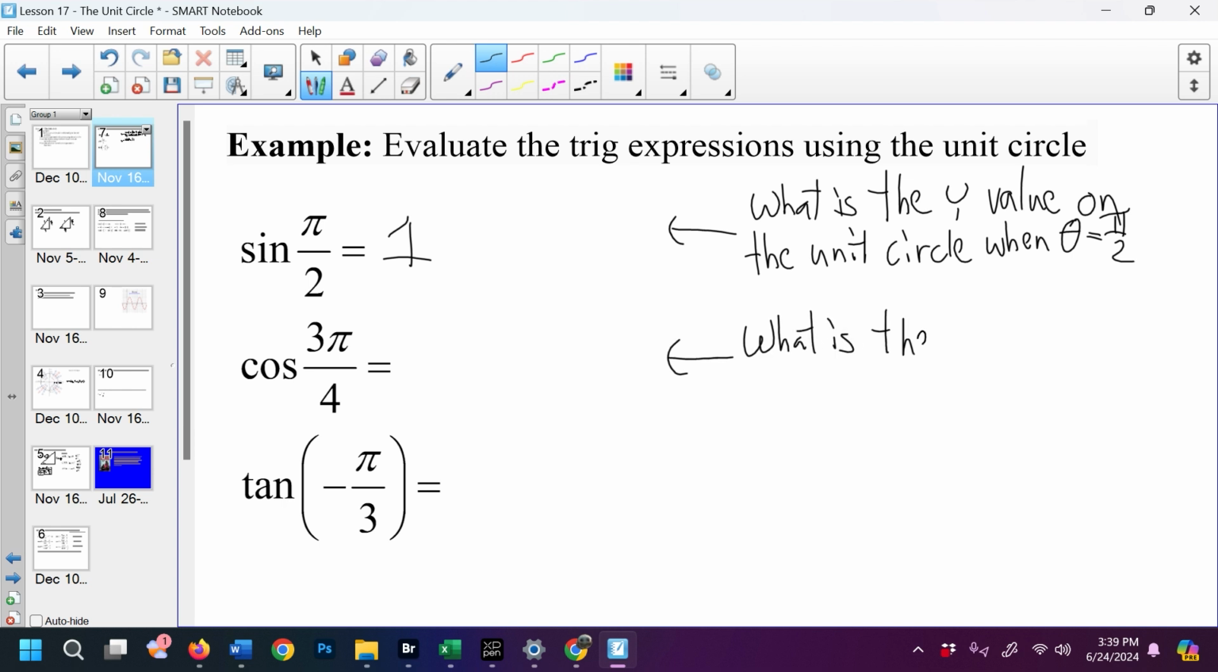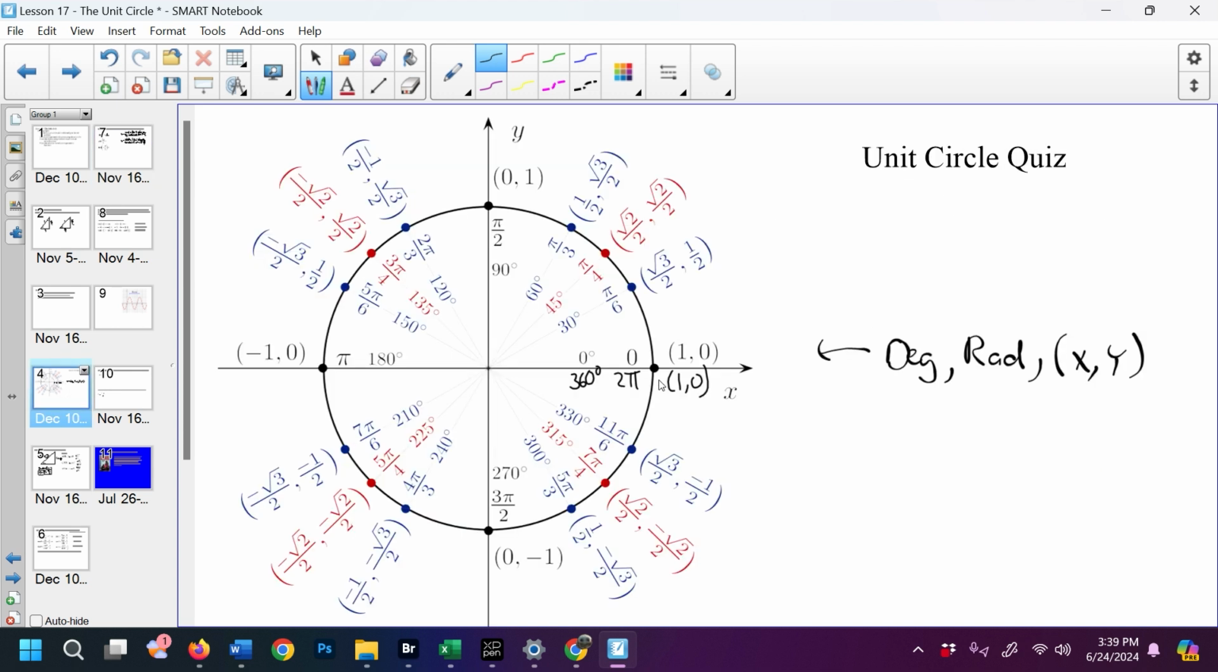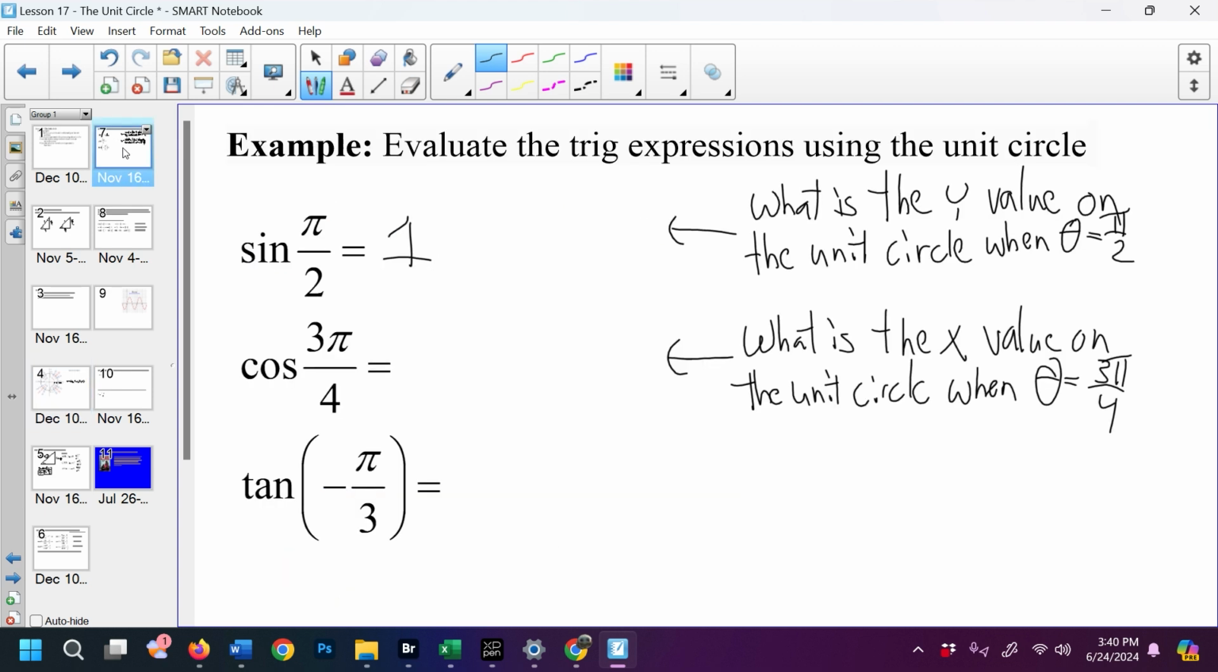The cosine of 3 pi over 4, that says what is the x value on the unit circle when theta is 3 pi over 4. So I go back to the unit circle. I start at 0. I go to 3 pi over 4. I want to know what the x value is. It's negative square root of 2 over 2. Come back here. This is negative square root of 2 over 2.